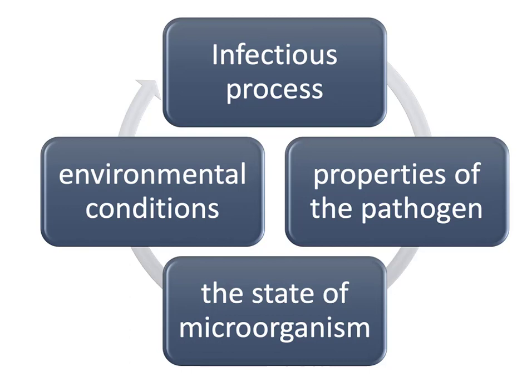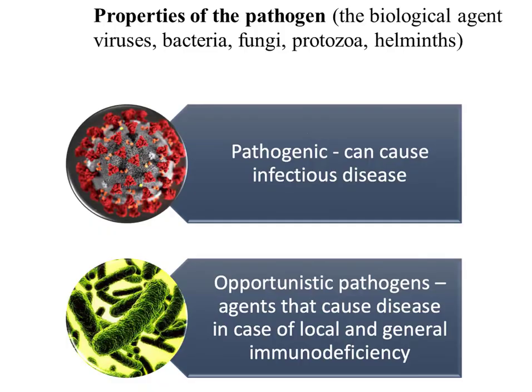The development and progression of the infectious process depends on properties of the pathogen, the state of the microorganism, and environmental conditions. Properties of the pathogen. You must know that the pathogen which causes development of the infectious disease is always a biological agent such as virus, bacteria, fungi, protozoa, helminths. The microorganisms that can cause infectious disease are called pathogenic.